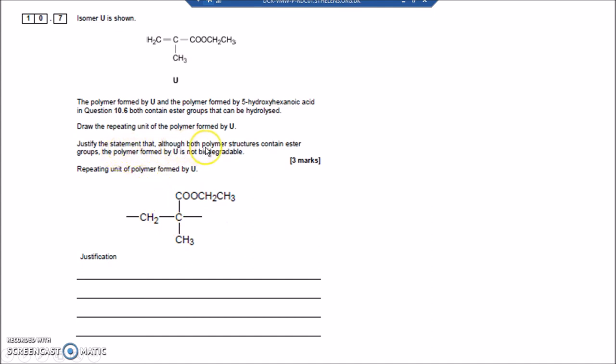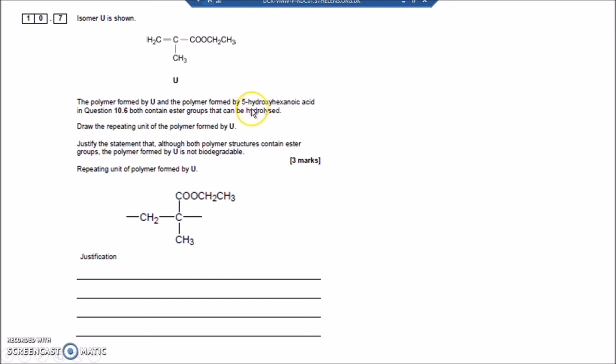Justify the statement that although both polymer structures contain ester groups, the polymer formed by U is not biodegradable. Well, it's got a carbon backbone. Carbon-to-carbon bonds are not easily broken. They're not hydrolyzed by reaction with water. So they're not biodegradable like amide links are, or peptide links are, or ester links.